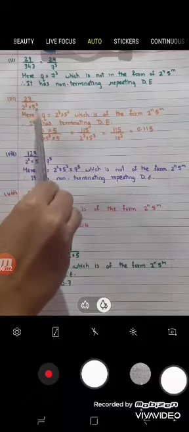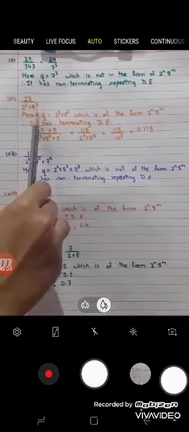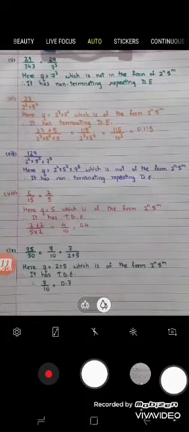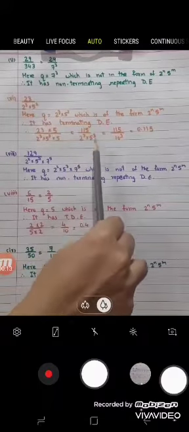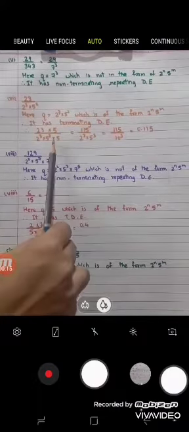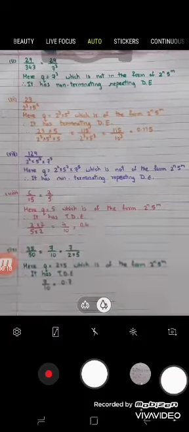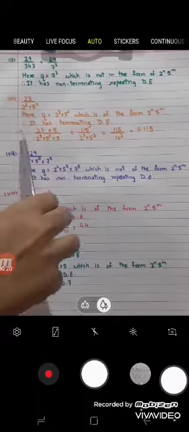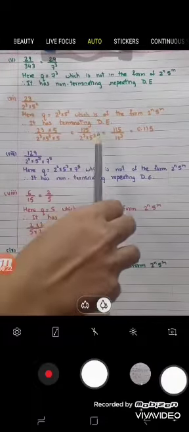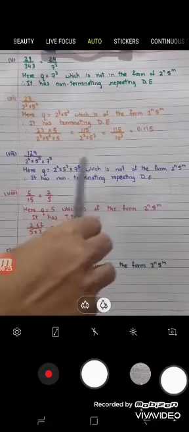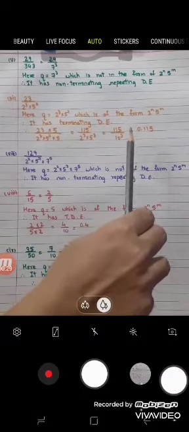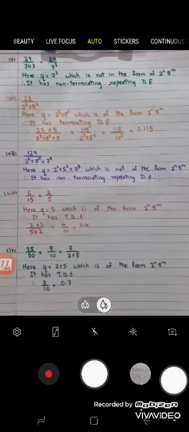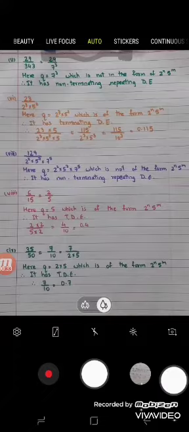The denominator is 2 raised to 3 into 5 raised to 2. We want 5 raised to 3. Now 5 raised to 2 is already there, so to make 5 raised to 3, we have to multiply by 5. So it will become 2 raised to 3 into 5 raised to 3. The denominator we have multiplied by 5, so the numerator also we will multiply by 5. So 23 multiplied by 5 gives 115 upon 2 raised to 3 into 5 raised to 3. 2 raised to 3 into 5 raised to 3 equals 10 raised to 3. So 115 upon 10 raised to 3 equals 0.115.